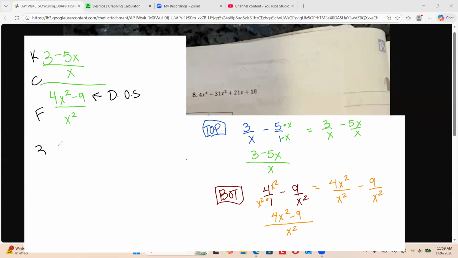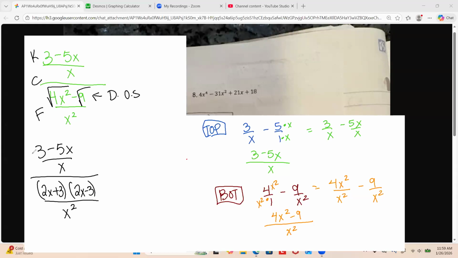So I'm going to keep the top, and I'm going to factor that numerator of the bottom. Remember, difference of squares, you take the square root here. So that would be 2x for me, 2x for you. Take the square root here, so that's 3 for me, 3 for you, one plus, one minus. And now let's keep, change, flip.